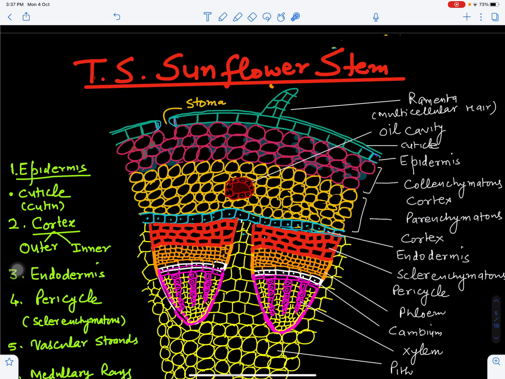Sunflower oil, we have heard of it. So this is being produced in the form of oil canals, and these oil canals are filled with oil, and this is called as oil cavity.